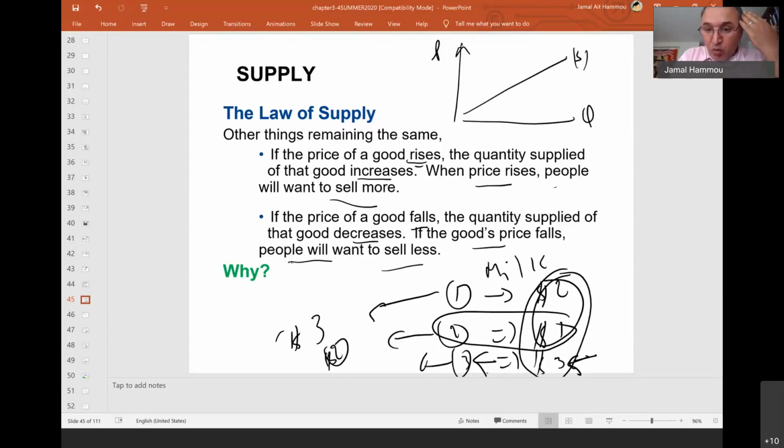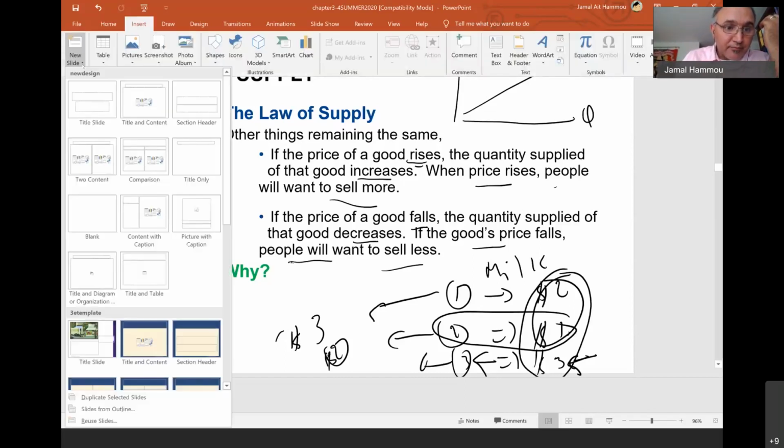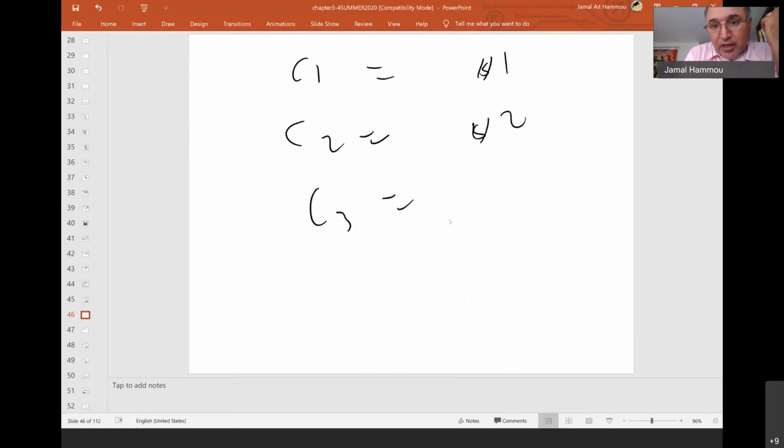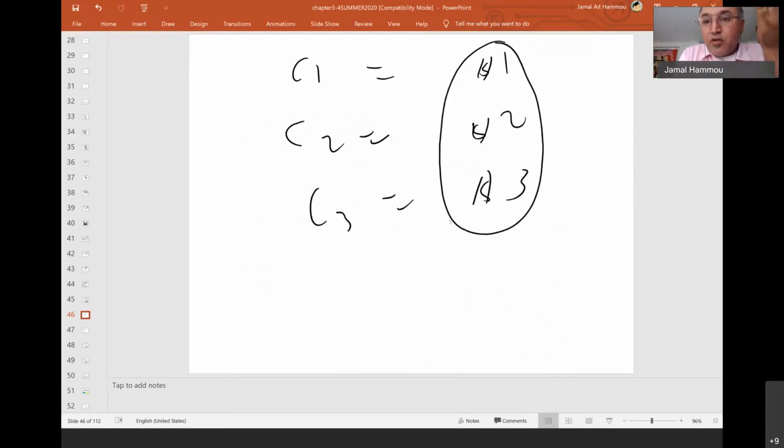Let's explain this law of supply, starting with the price equals 1. Say company 1's cost equals $1, company 2's cost is $2, and company 3's cost is $3. They have no control over the price. The price is set by the market. If you are able to produce it at that price or less, you can sell it. But if you can't, you just have to get out of the market. In the long term, you have to get out.